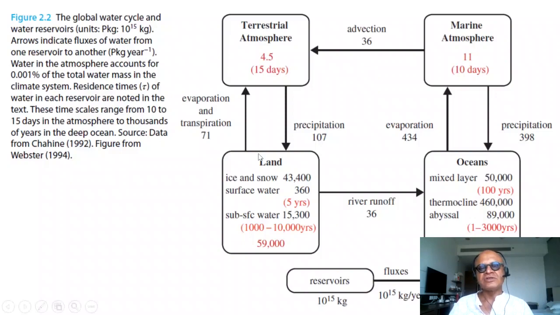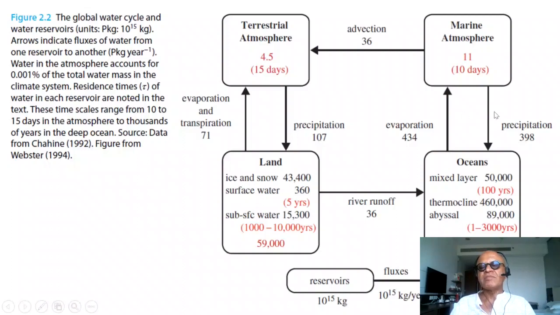The main things to notice, of course, is that the evaporation and transpiration from land put water vapor into the atmosphere of about 71 petakilograms, and precipitation is 107. So land gives that back to the ocean as river runoff of 36, which is the difference between these two numbers. And obviously the marine atmosphere receives a lot of evaporation from the ocean, an infinite source of water vapor for evaporation from the oceans.